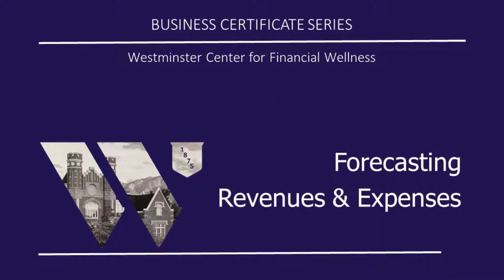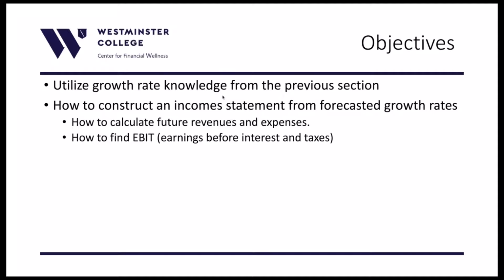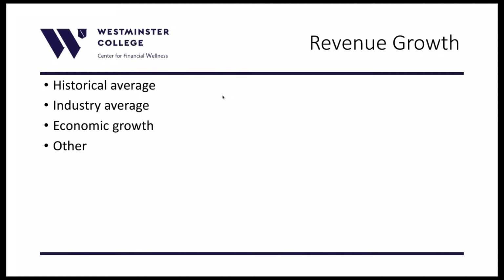In this part of the series, we'll be looking at forecasting revenue and expenses. When looking at forecasting revenue and expenses, we want to utilize the knowledge from the previous section, that is growth rates and forecast ratios. We'll look at how to structure an income statement from forecasted rates, and this is how to calculate revenues and expenses and how to find EBIT, so earnings before interest and taxes. Some ways to review this, and this is review.